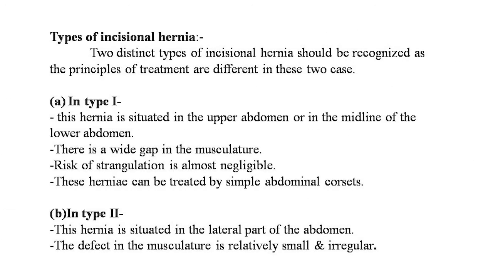Now the types of incisional hernia. Two distinct types of incisional hernia should be recognized, as the principles of treatment are different in these two cases. In type 1, the hernia is situated in the upper abdomen or in the midline of the lower abdomen. There is a wide gap in the musculature. Risk of strangulation is almost negligible. This hernia can be treated by a simple abdominal corset. In type 2, the hernia is situated in the lateral part of the abdomen. The defect in the musculature is relatively small and irregular.